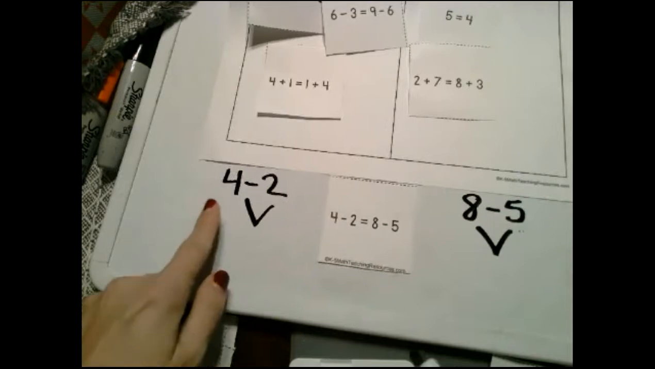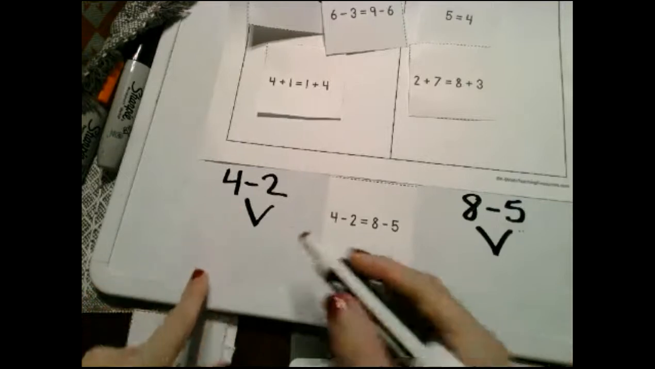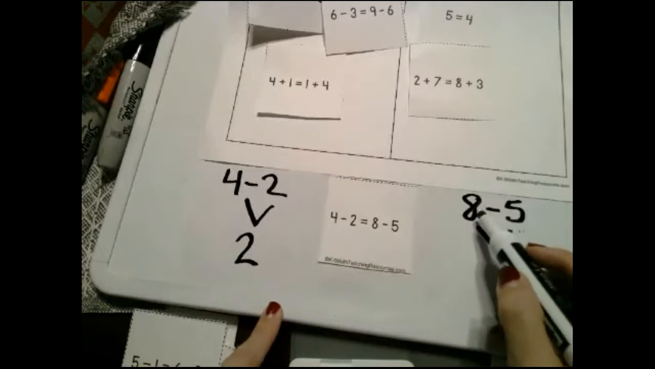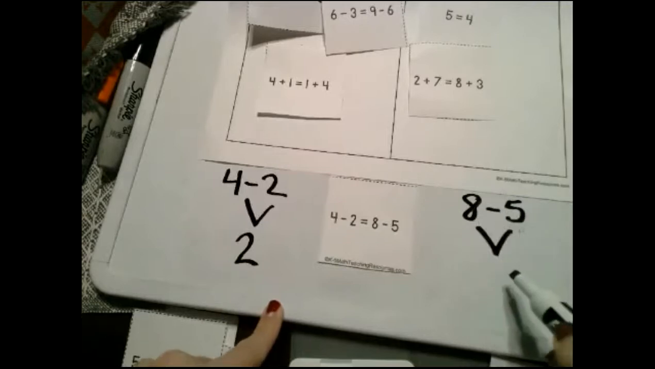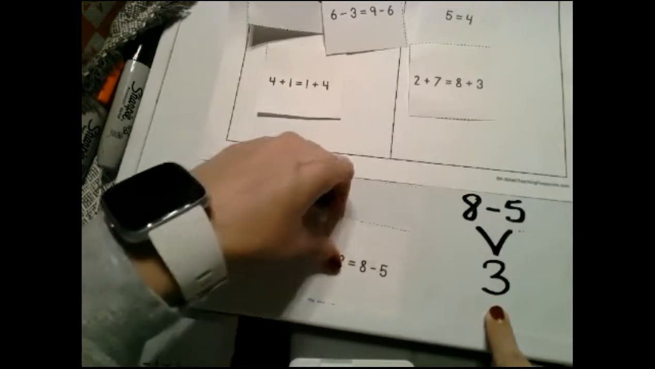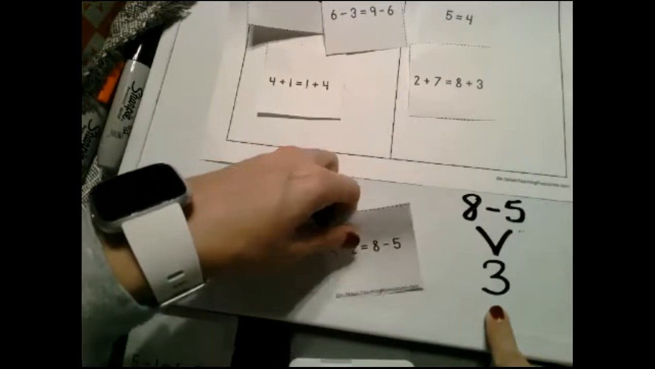Great thinking, guys. If I had 4 and I took 2 away, that would leave me with 2. If I had 8 and I took 5 away, that would leave me with 3. Is 2 equal to 3? No, they are not the same quantities. So we know that this one is false.